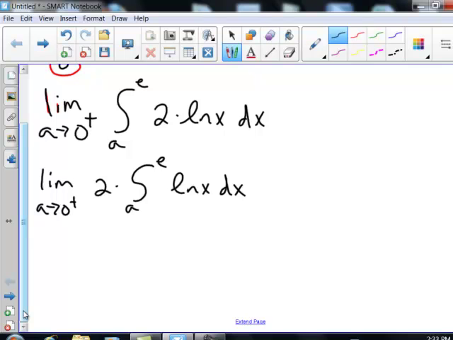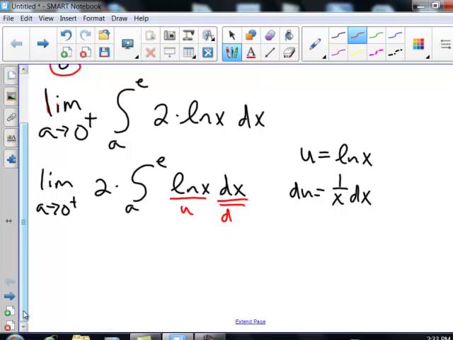So I have to assign two different pieces. I have to assign u and dv. So I'm going to let u be the natural log of x, and that means that du is going to be 1 over x dx, and I have to assign dv. So my u is the natural log of x, and dv is going to be dx. So dv is dx, which means that v is just going to be x.